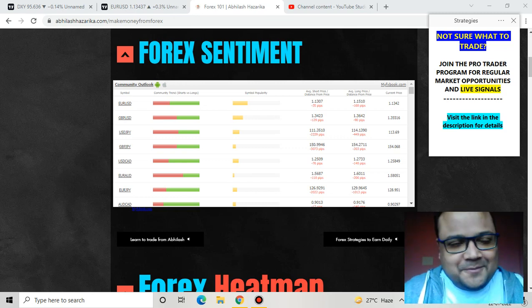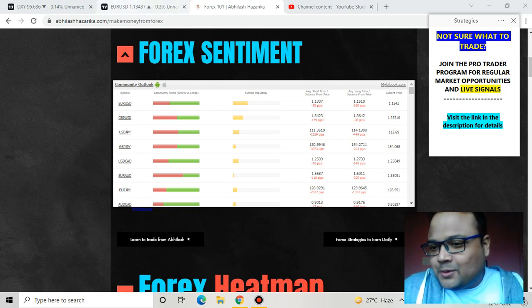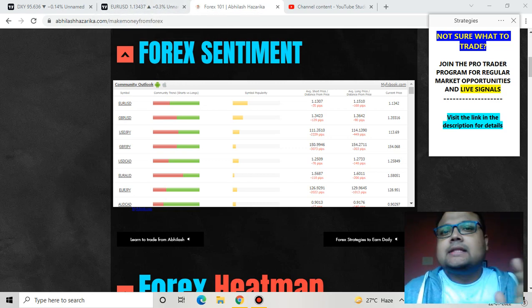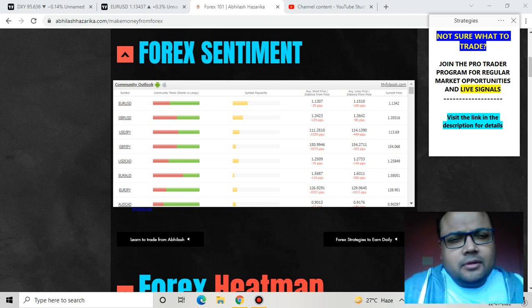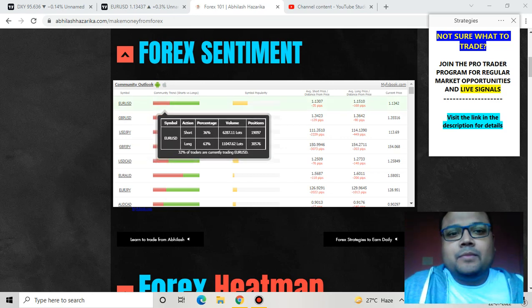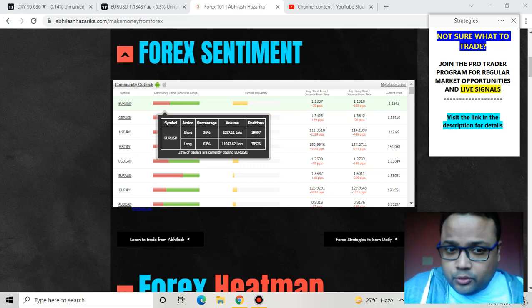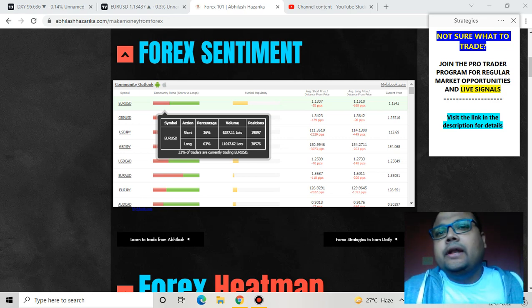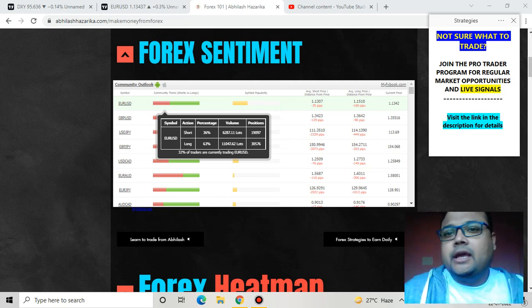So let's get started. So this is the Forex sentiment meter. Let's talk about the Forex sentiment meter first for the next couple of seconds. In the Forex sentiment meter, we can see that 36% retail traders are on the short side. They have taken sell positions, whereas 63% retail traders have taken long positions. They are on the buy side.